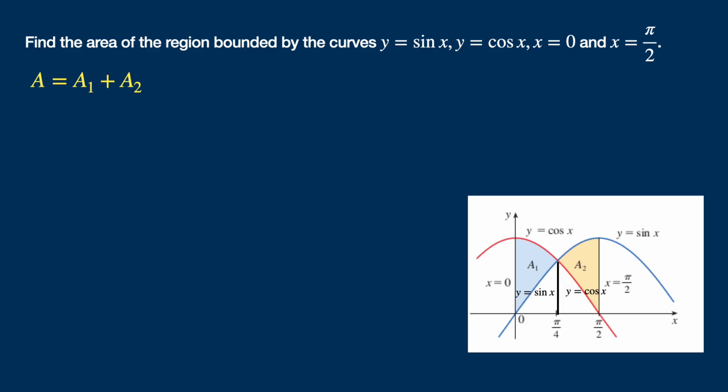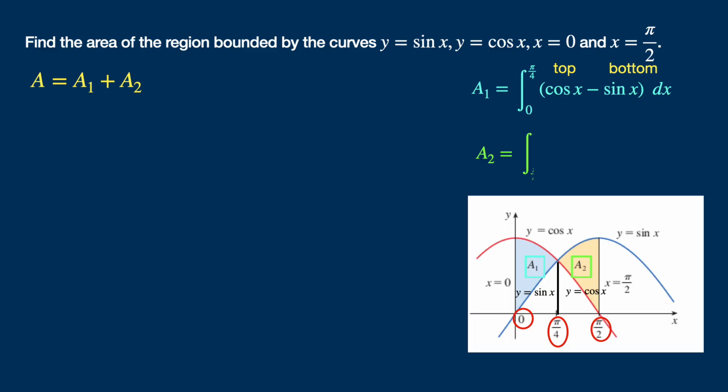So what is A1? To find A1, the interval is 0 to pi over 4. Then the top function is cosine x and the bottom function is sine x, dx, because that's still vertical slices. A2, right there: what is the interval? Pi over 4 to pi over 2. The top function is sine x and the bottom function is cosine x, dx.